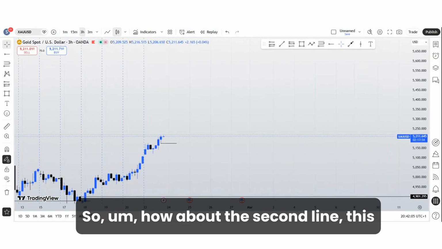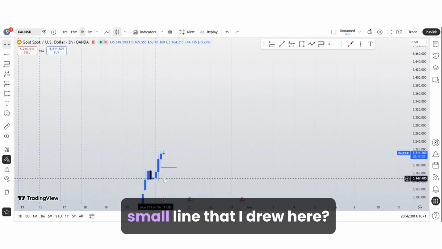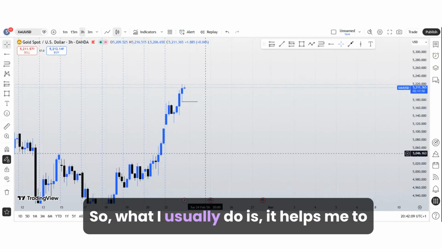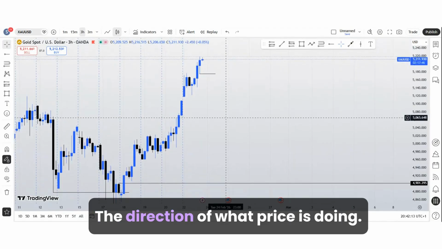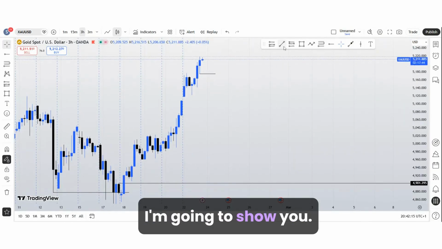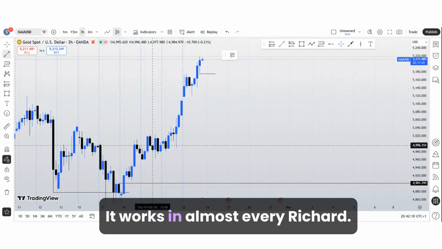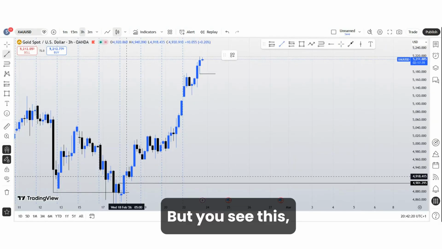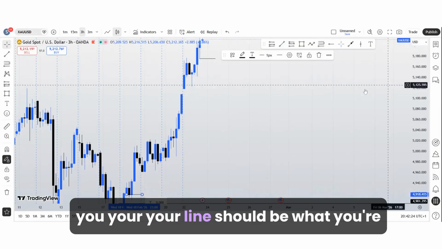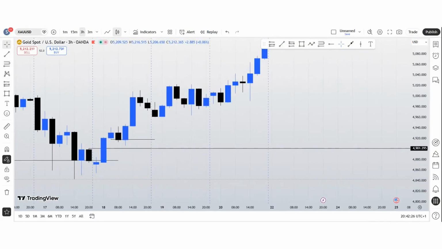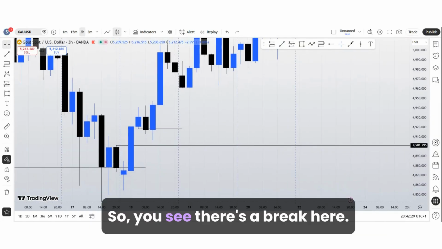So how about the second line, this small line that I drew here? So what I usually do is it helps me to know the direction, right? The direction of what price is doing. I'm going to show you. It works in almost every chart. But you see this, your line should be what you're using to trace. So you see there's a break here.